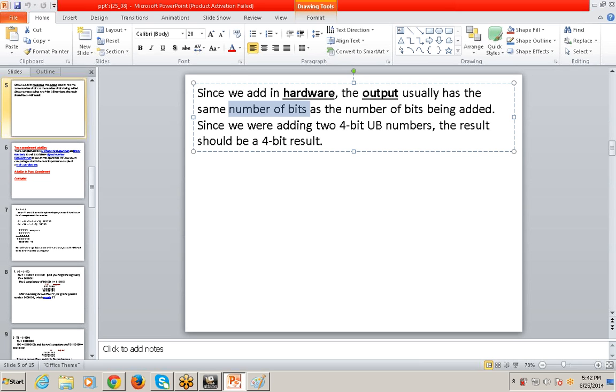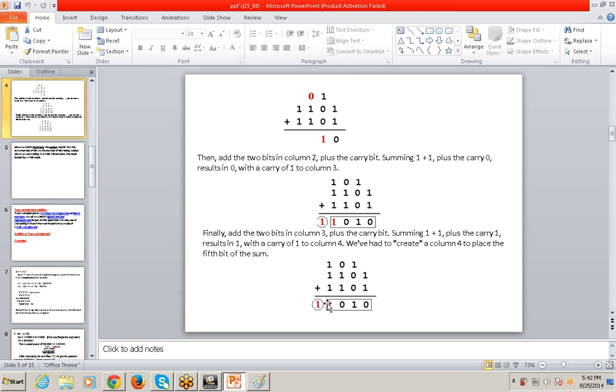Since we are using the hardware, the output usually has the same number of bits as the number of bits being added. Since we are adding 4-bit numbers, the result could give a 5-bit result. But the main thing is that here the result is 5 bits. So I am using only 4 bits, that is 1010. So discard that leftmost bit. Means whenever I have to discard the bits, only discard the leftmost bit. So the output is 1010. I think this is clear to you.